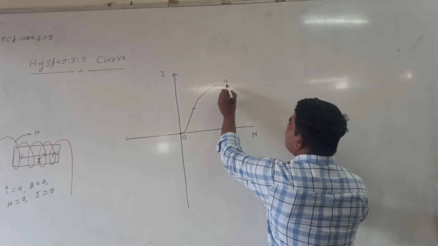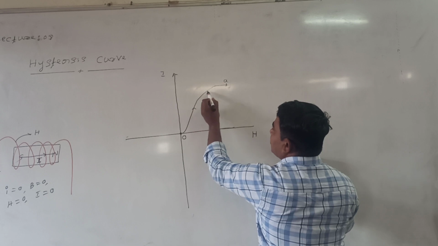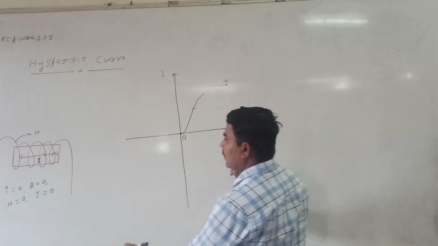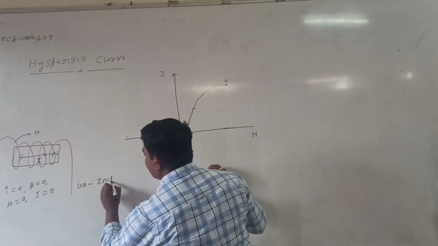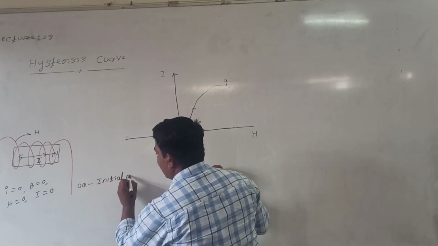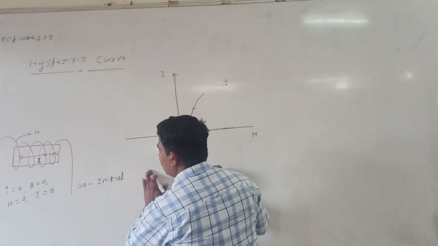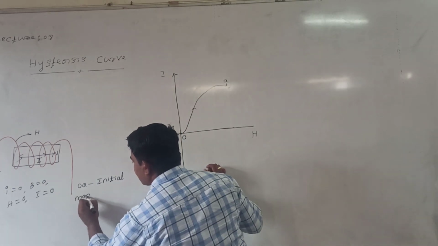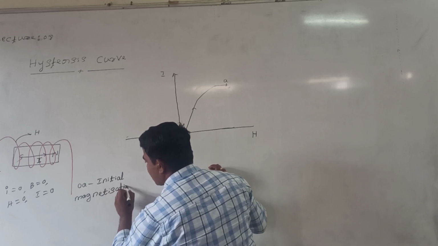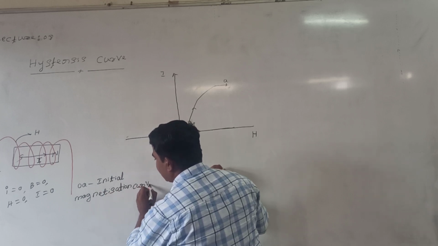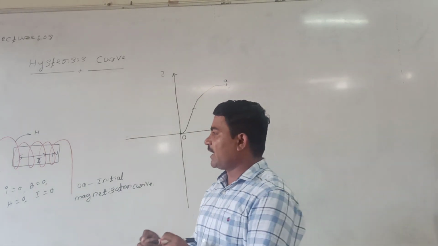This point A we call the saturation point, and this curve OA is called the initial magnetization curve. So I can call the curve OA nothing but the initial magnetization curve.